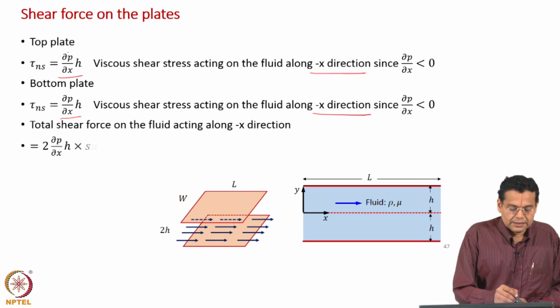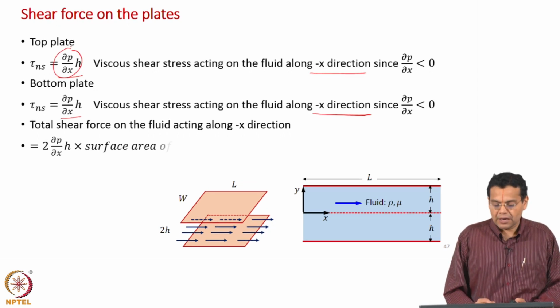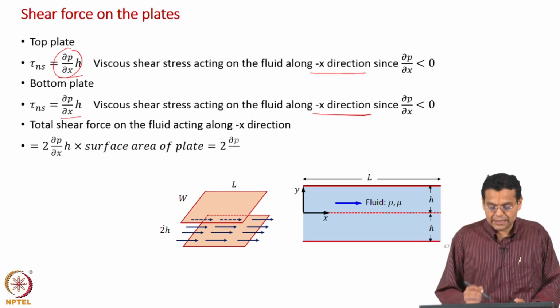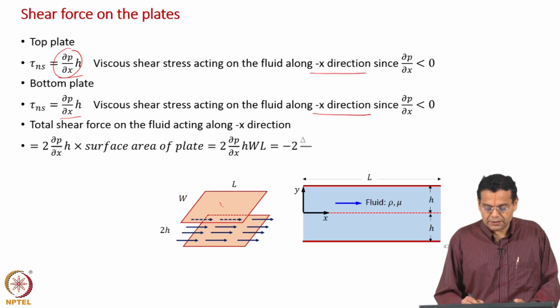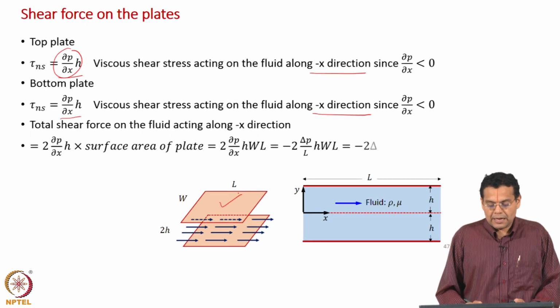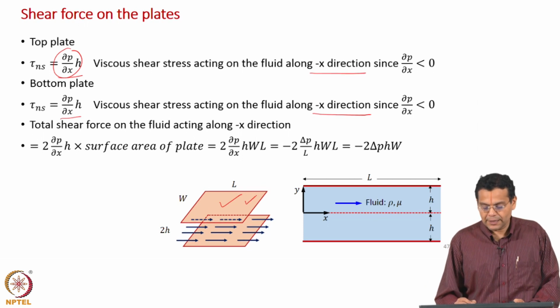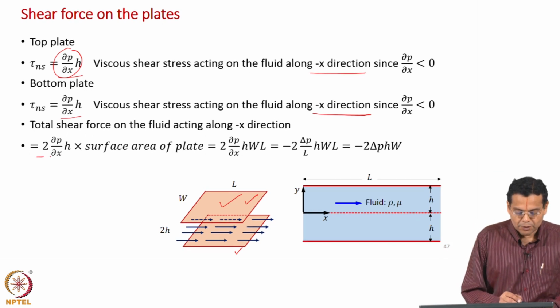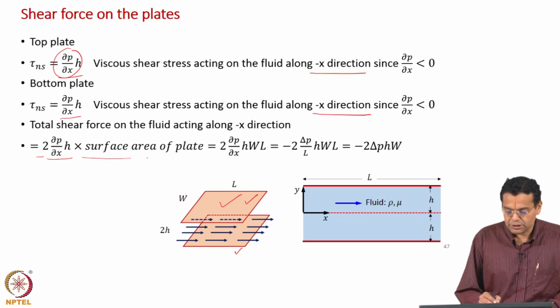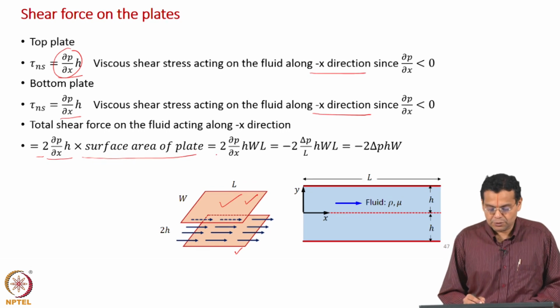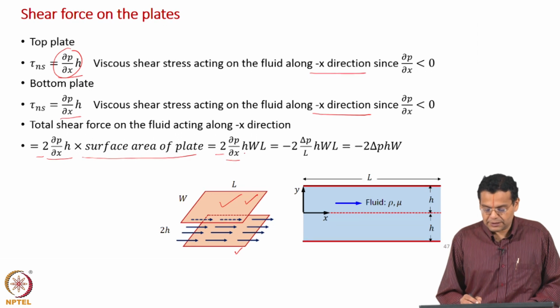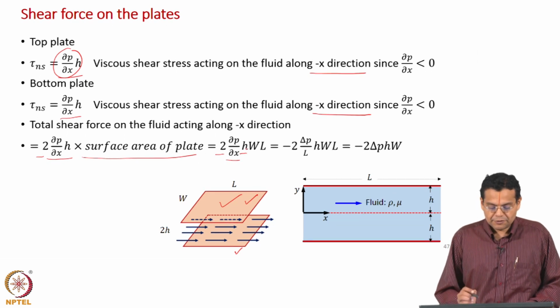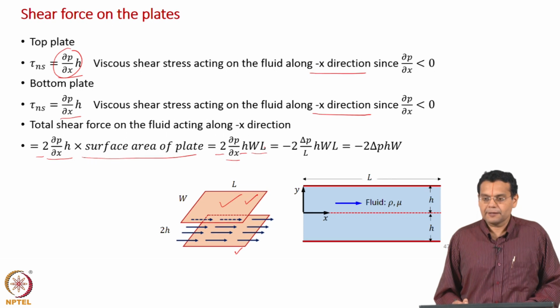This is the expression for shear stress. We will have to multiply by area. What area should we multiply? We should multiply by the surface area of the plate, and then twice of that, because we have to account for the top plate and the bottom plate, and that is what we have done here, twice dou p by dou x h into surface area of plate. So, 2 dou p by dou x h, and surface area of plate is W into L.